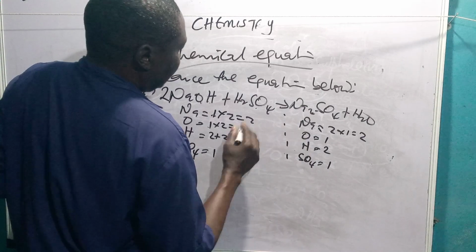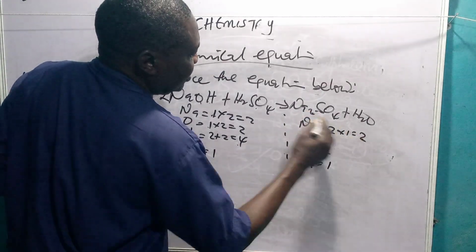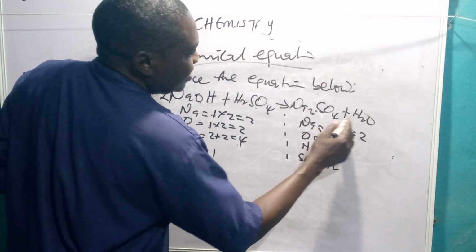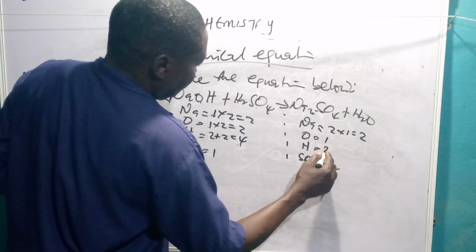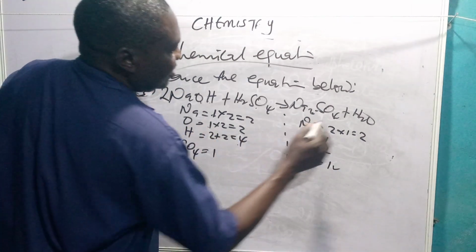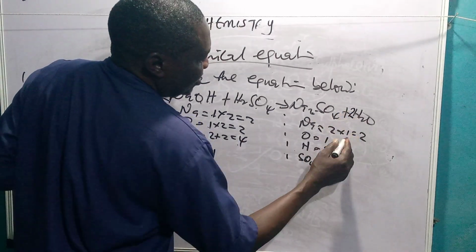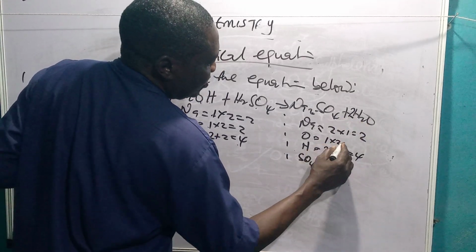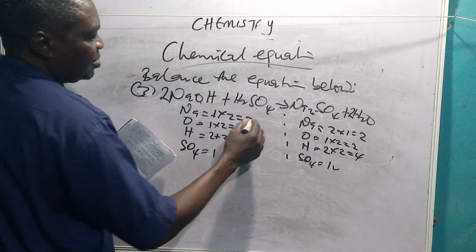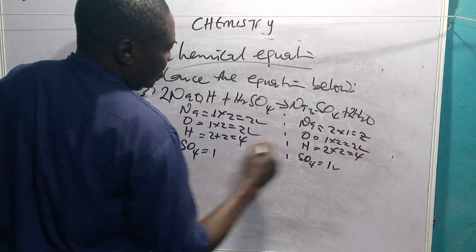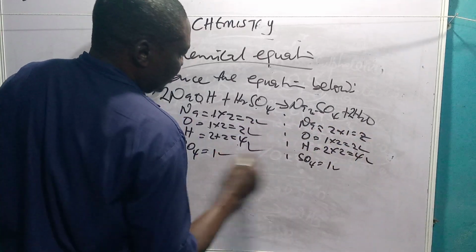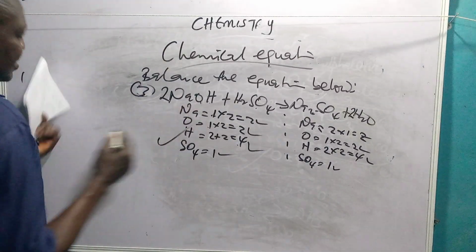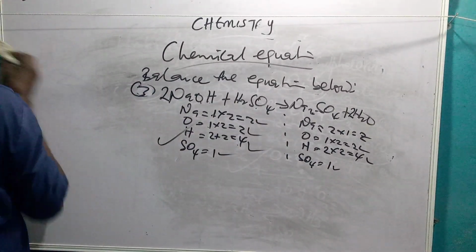SO4 remains there. Then for this, sodium is 2 already, so SO4 remains there. Then hydrogen is 2 here. What do we have as hydrogen? 4. Therefore we must add 2 to this. 2 times 2 here will be 4. The oxygen will now be 2 here. 1 times 2 equals 2. So let's see whether it's balanced: 2, 2, 2, 2, 4 hydrogen, 4 hydrogen, SO4, SO4. So this is how you balance a chemical equation.